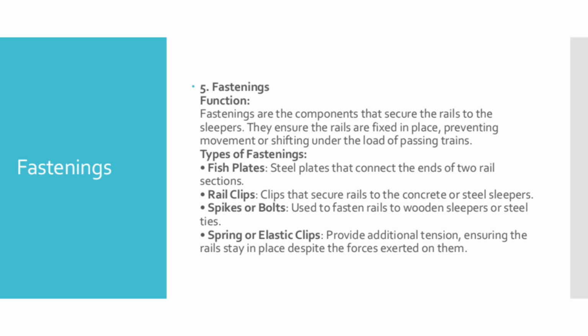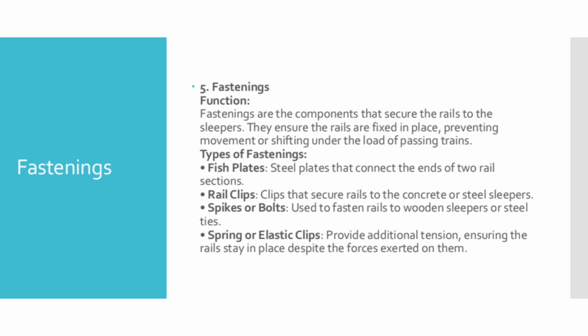Types of fastening: fish plates, steel plates that connect the ends of two rail sections, which will keep these rails in position. Rail clips secure rails to concrete or steel sleepers. If it is a concrete or steel sleeper, this will clip the rails to the sleepers. Spikes or bolts are used to fasten rails to wooden sleepers or steel ties. If it is a wooden sleeper, then we will use spikes or bolts.